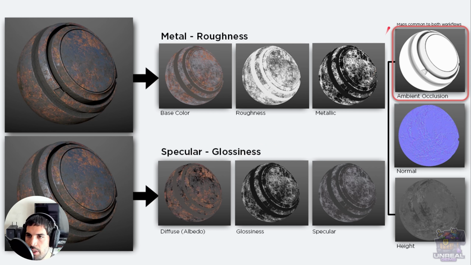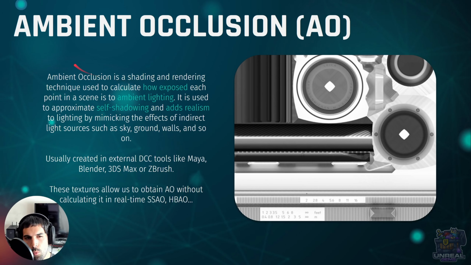Okay, so next up is the ambient occlusion texture map. This map is common to both workflows, metal roughness and specular glossiness. Remember that we are using metal roughness, so in this case it is okay to use ambient occlusion maps because they are supported by Unreal Engine. So what does this ambient occlusion map do? It is used to calculate how exposed each part of the surface is to light. 0 is going to be occluded, and 1 is going to be exposed to ambient lighting.